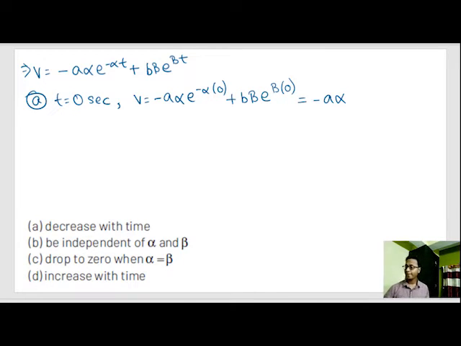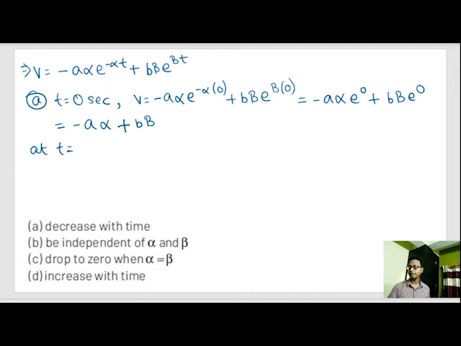Okay, so minus alpha into a into e to the power minus alpha into 0 becomes e to the power 0, plus beta b e to the power 0, which comes out to be minus alpha a e to the power 0, which becomes 1, plus beta b. Okay. Now we found out at t is equals to 0.